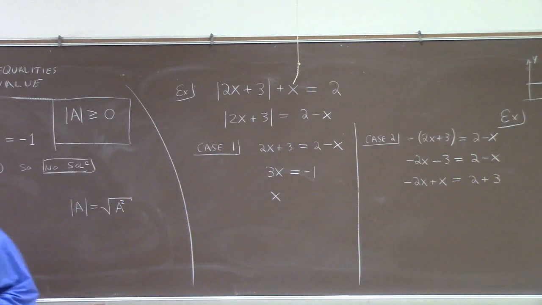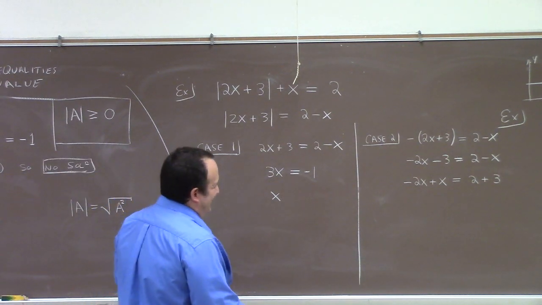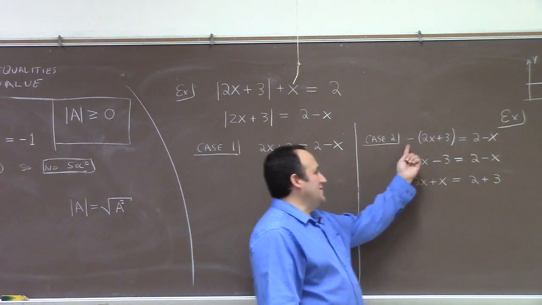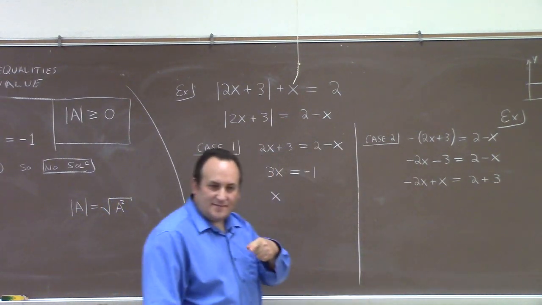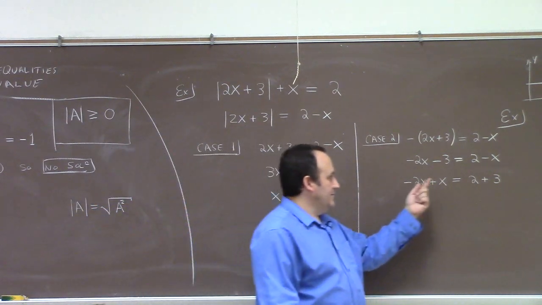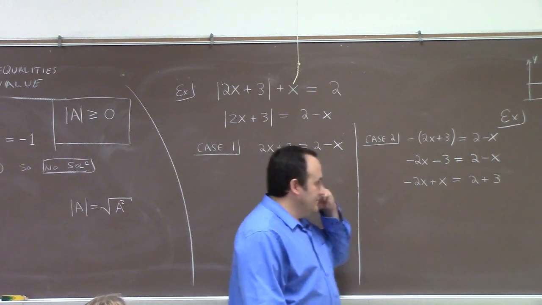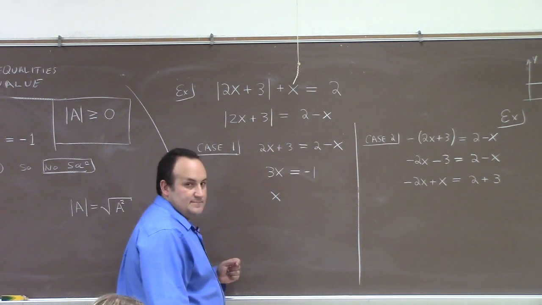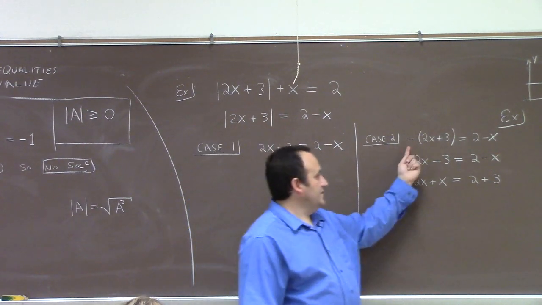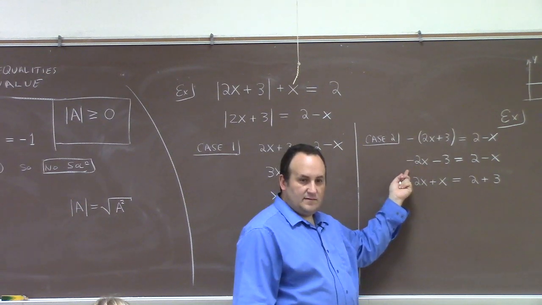I lost you at case 2? I showed fewer steps in case 1, but I lost you in case 2. So we have to distribute. The only reason it's minus 3 is because on that one you only have minus times a positive. Is it this step that's confusing?